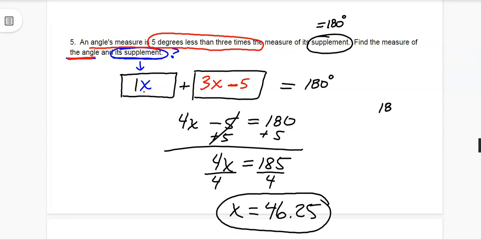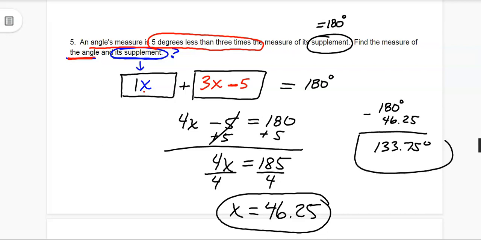And then to find his supplement, that's his partner that adds up to 180. So we got to take away 46.25, and that comes out to be, looks like a 133.75. So unfortunately, the two angles here came out to be decimals, but we're okay. Everything's going to be all right. But that's basically the idea. This would have been very hard to use guess and check because you probably wouldn't pick angles that have decimals in the degrees. So the algebra is faster and better.